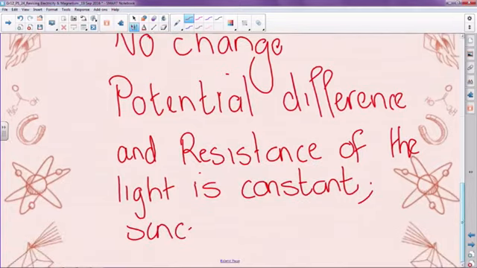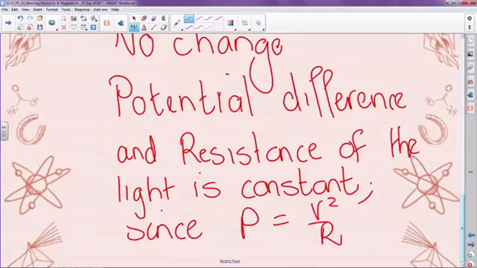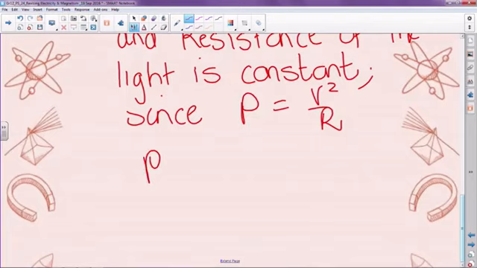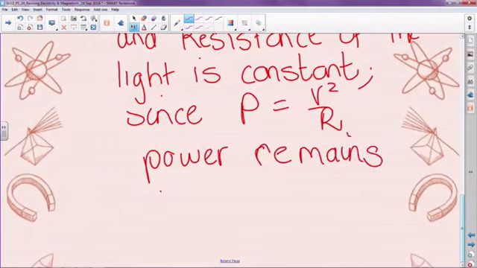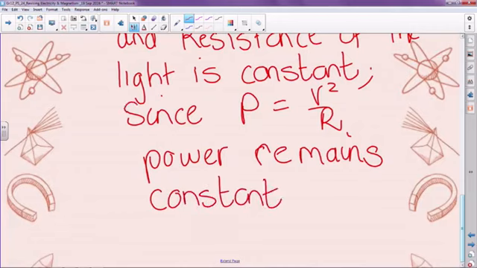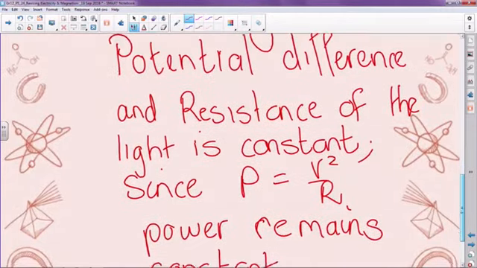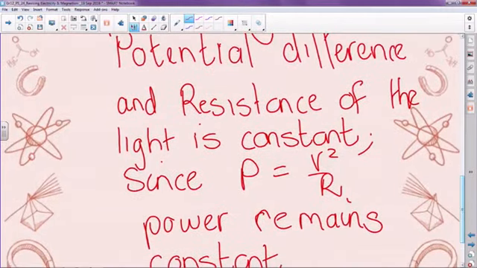Since P equals V squared over R, power remains constant too. I'm writing this very big: remains constant. Okay, guys, I need to see which equation we're looking at, because remember there were three equations. So here, since P equals V squared over R and V is constant, R is constant, P must be constant. Okay, not so bad.